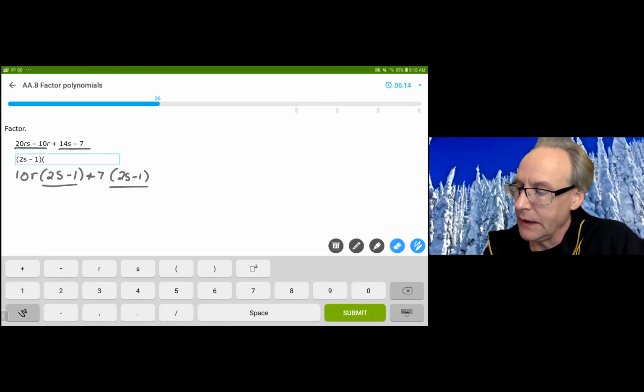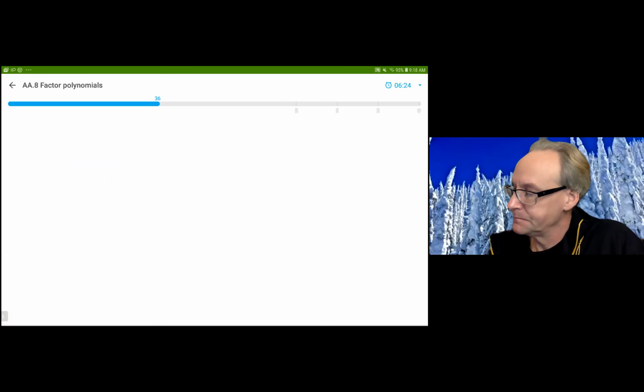And we've got a 10r plus 7 inside there. And there's our two factors, and there we have it.